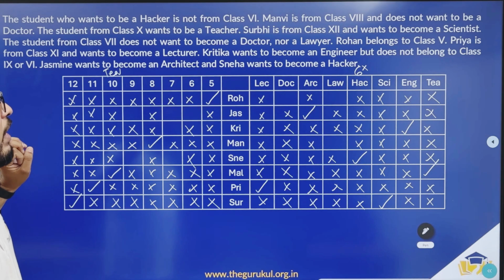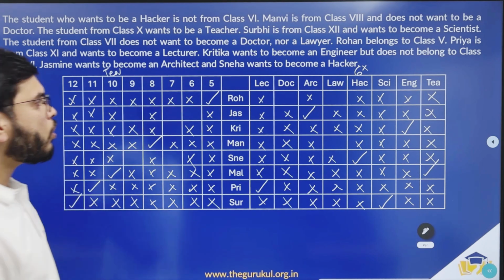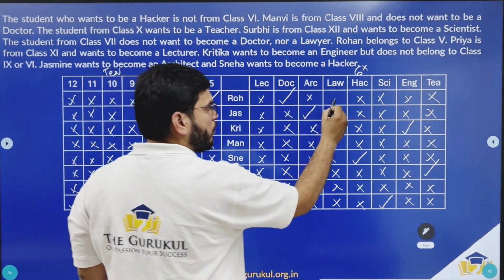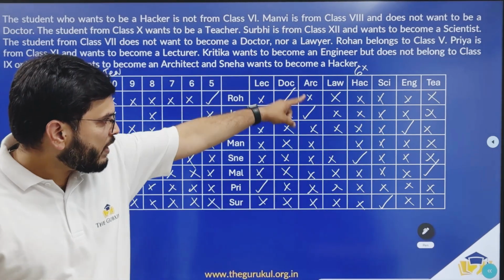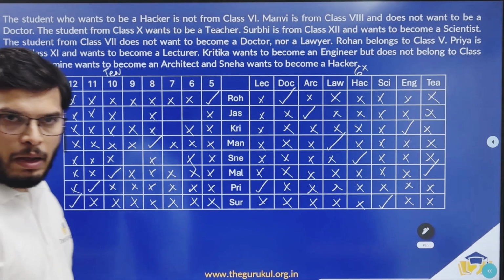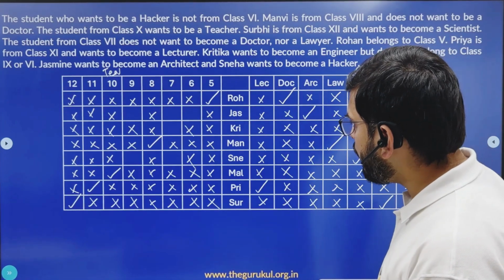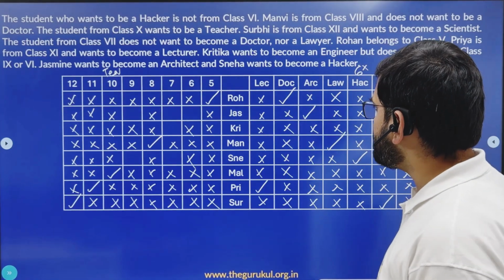Then what do we have? Surabhi is from class 7 and wants to become a scientist. Okay. Now, who wants to become a doctor? We are left with only one cell, Rohan. Done. Now, who wants to become a lawyer? None other than Manvi. So the right hand side table is complete. Now we need to fill the left hand side part. In order to do that, is there any cell that gets filled by itself?